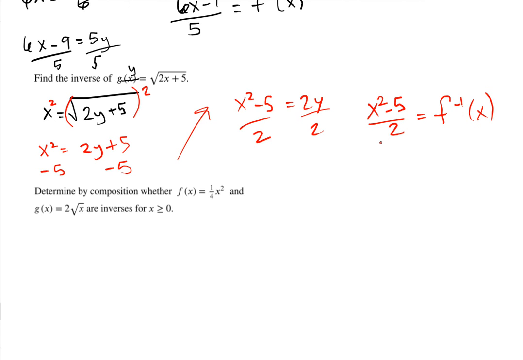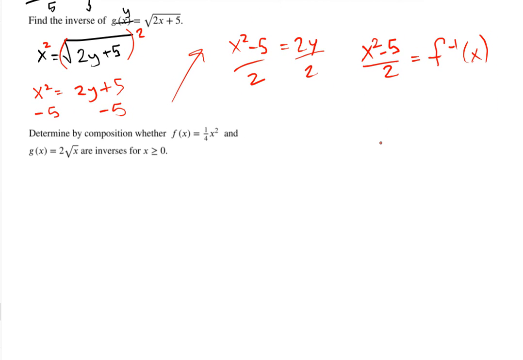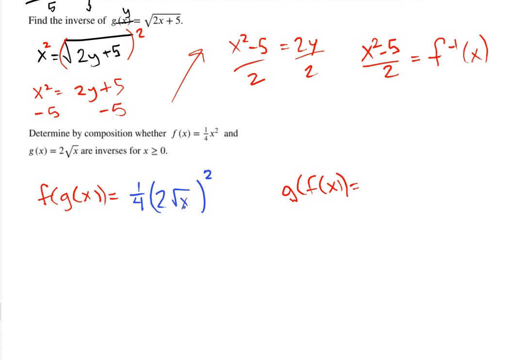And the last one is to determine by composition whether these two functions are inverses. So remember, we need to go f of g of x. And if that simplifies to just an x, that's good. And then we'll do g of f of x. And if that simplifies to just an x, then they are definitely inverses of each other. So I will put the g into the f function. So I have 1/4, and instead of writing x squared, I'm going to write 2 square roots x like this.